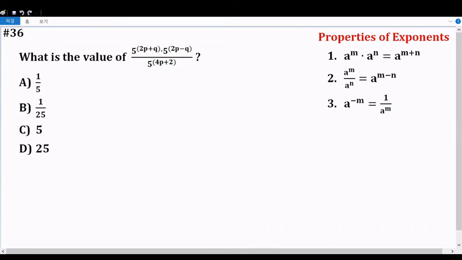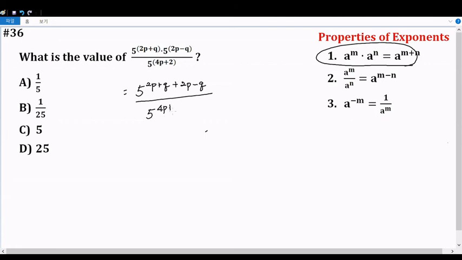Question number 36. What is the value of 5 to the 2p plus q times 5 to the 2p minus q, over 5 to the 4p plus 2? First, we need to simplify the numerator by using the first property. We're multiplying, so we add the exponents together. 5 to the (2p plus q plus 2p minus q) over 5 to the 4p plus 2.